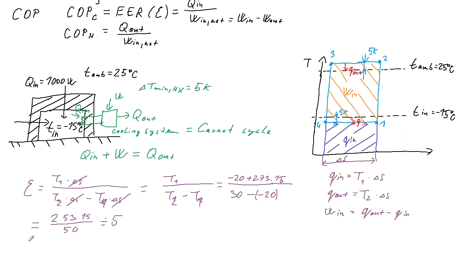If we want to get the COP of heating, then it's Q out, T2 delta S, divided by again T2 minus T1, the work input, so it will be 30 plus 273.15, which is 303.15, divided by, again, 50, and the result will be roughly 6, and you can check that it's really exactly the coefficient of performance for cooling plus 1.